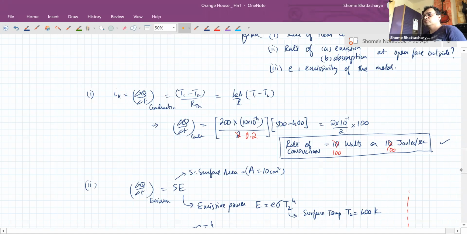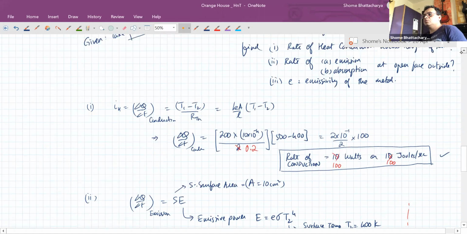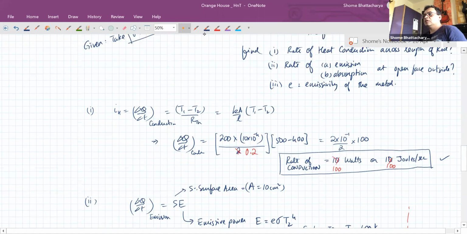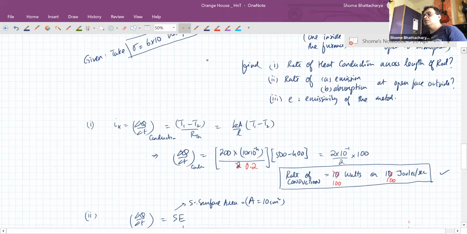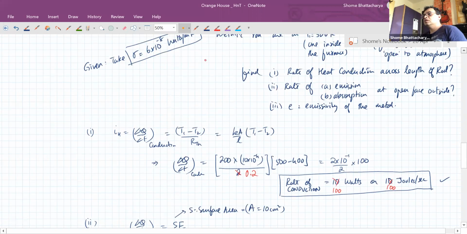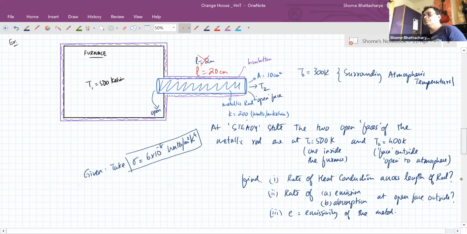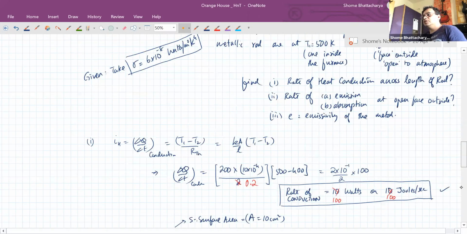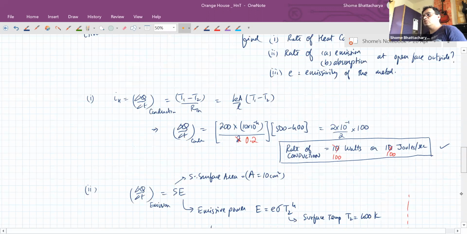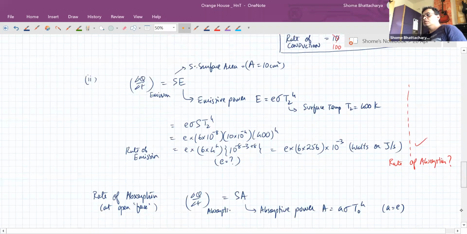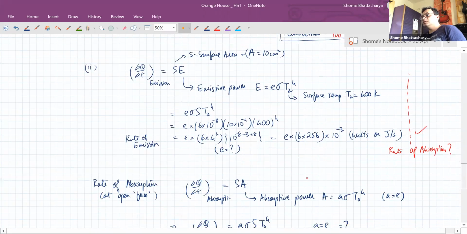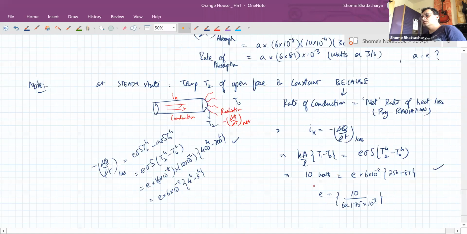So we're just making this small adjustment. I had given the length to be 2 meters. So cancel that and make that 20 centimeters. That was wrong. The original question was supposed to be 20 centimeters, not 2 meters. So there is a slight adjustment here. This will become 100 watts.